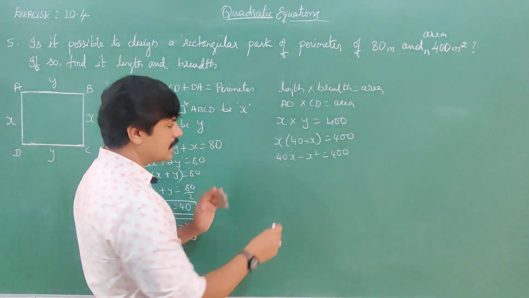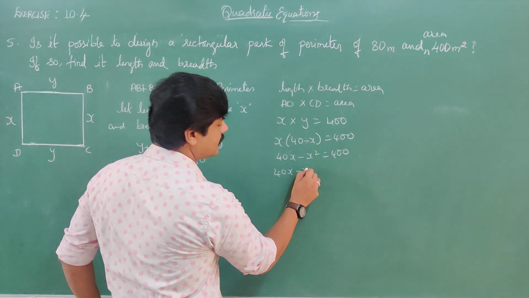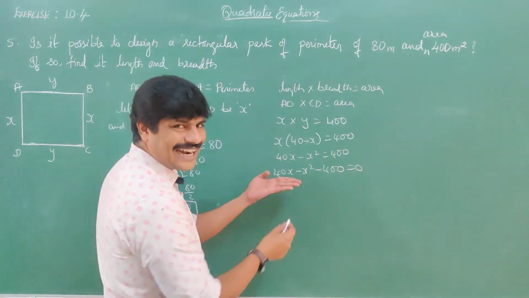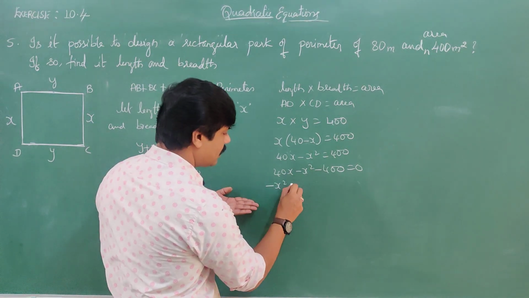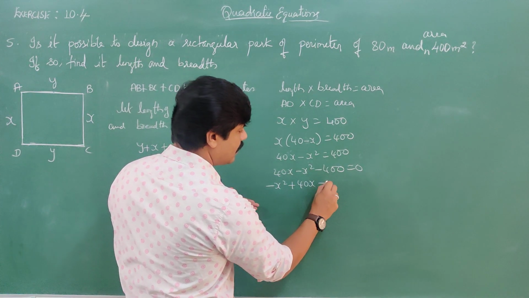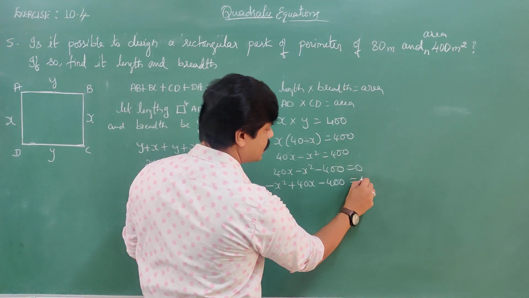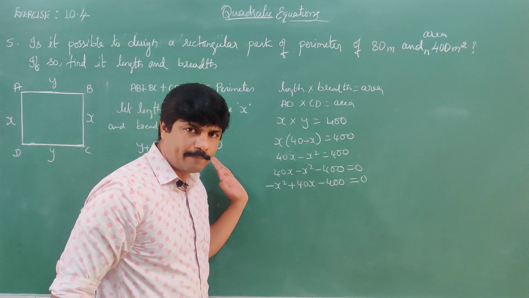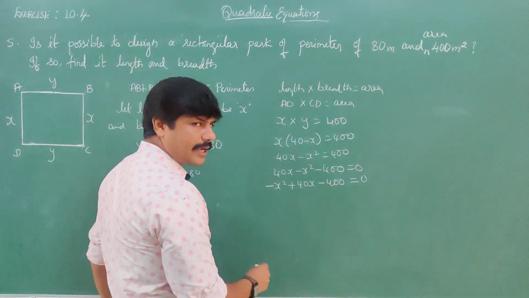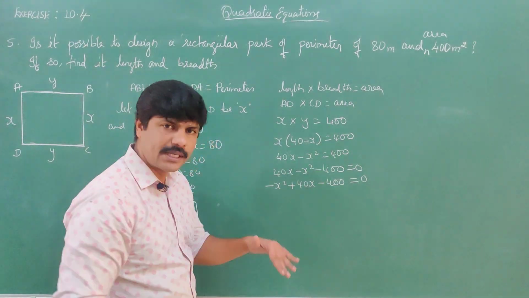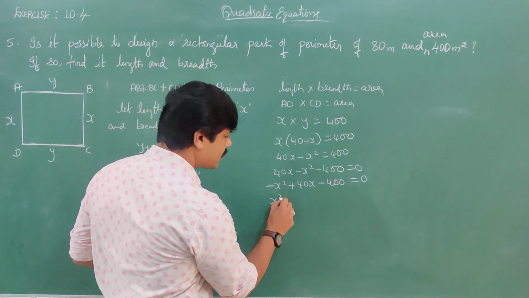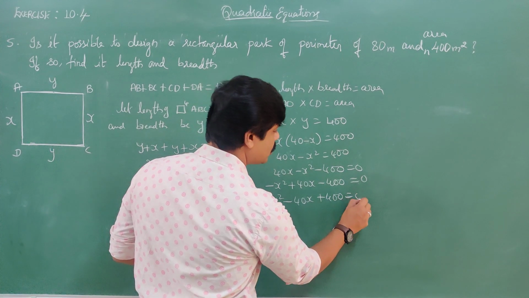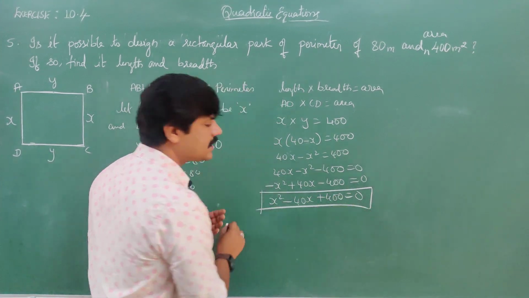Now take everything to one side. 40X minus X square minus 400 is equal to 0. Now write in order: minus X square plus 40X minus 400 is equal to 0. Minus X square is there. Change it to plus X square by multiplying throughout by minus. Minus becomes plus, plus becomes minus. Plus X square minus 40X plus 400 is equal to 0. We have got this from this statement.